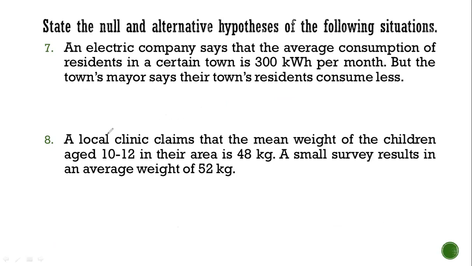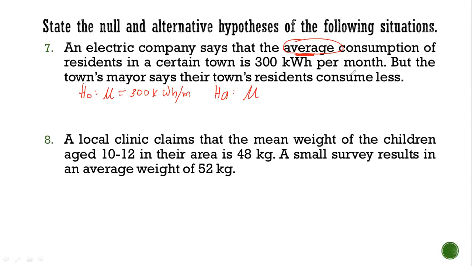I hope. Okay, so number 7, sabi dito average. Average consumption of residents in a certain town is 300 kilowatt per hour per month. But the town mayor says the town's residents consume less. Okay, so we start parameter. Gagamitin natin is yung mean. Obviously, kasi ang mean is average. Okay? So, H sub 0, population mean, H sub A, mean. Right? It is always equal here, 300 kilowatt per hour per month.